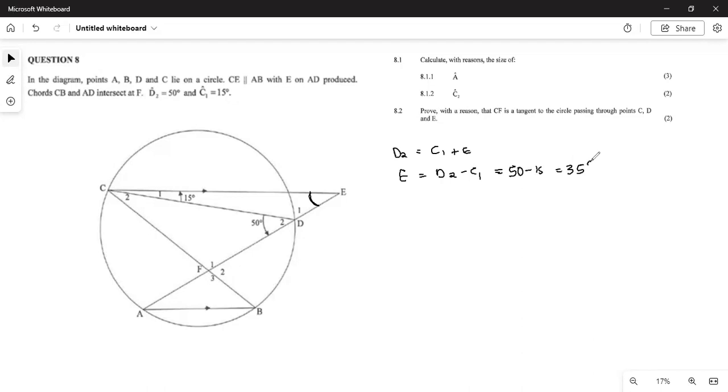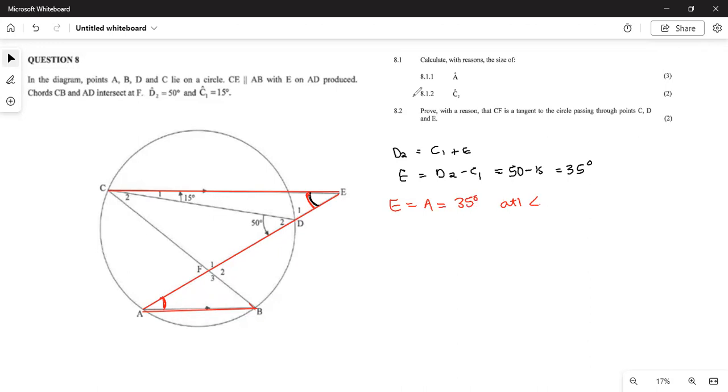35 degrees. Now, if we look at the lines CE and AB, which are parallel to each other, and they have a line that's going through them, let's use AE. Then we can see that E and A are alternate angles. So E is equal to A because they are alternate angles. Therefore, A should be equal to 35 degrees.